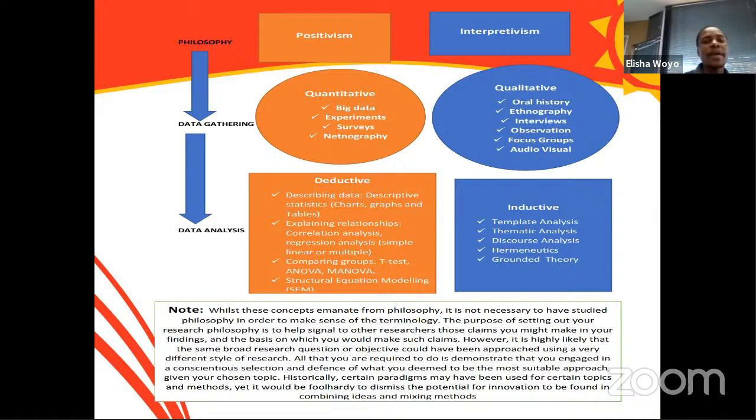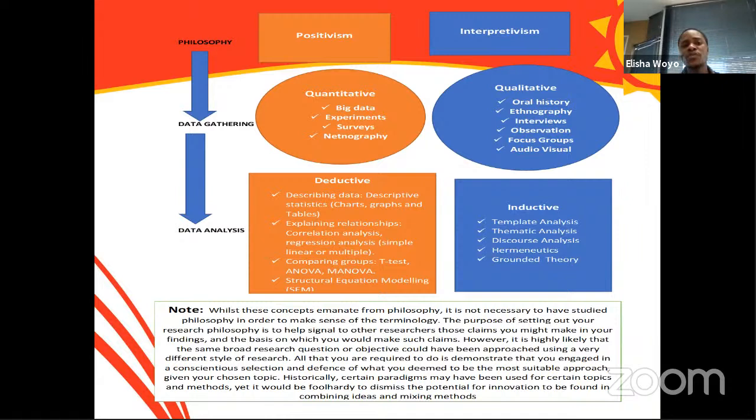You can also compare means within the data set, like looking at t-tests where you are simply comparing two categories like male and female. You can run your t-test there. You can also compare means using one-way analysis of variance, the ANOVA, or you can also compare using multivariate analysis of variance, the MANOVA. You can also use structural equation modeling. There are so many ways of analyzing this data.